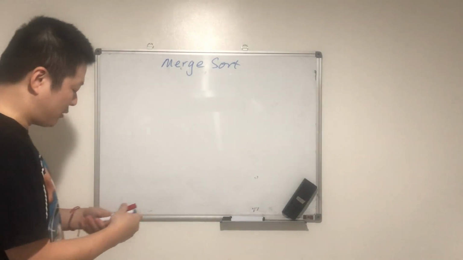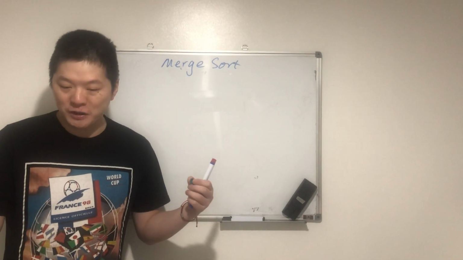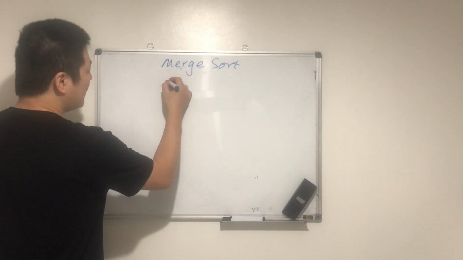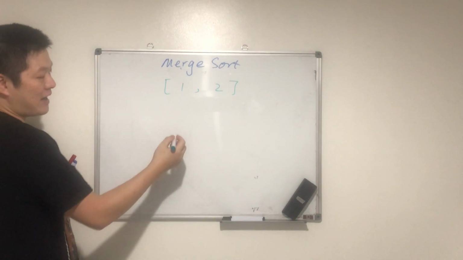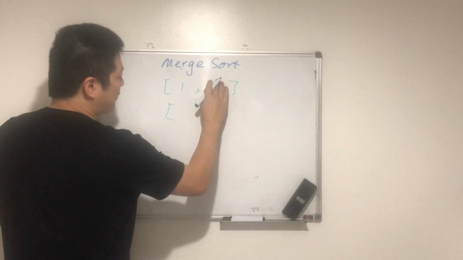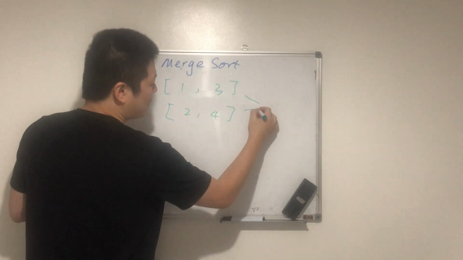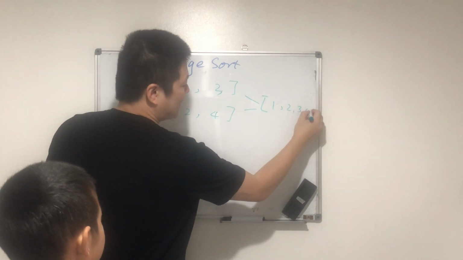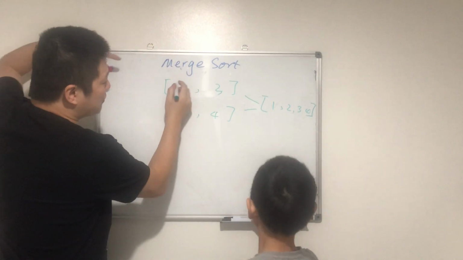MergeSort? Okay. Do you still remember a few days ago we talked about how to merge two sorted lists? Look at it. A list 1, 2. Another list, maybe 1, 3. Another list 2, 4. When you merge it, what do we get? 1, 2, 3, 4. That's easy. Easy peasy.